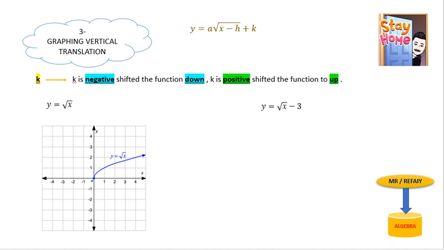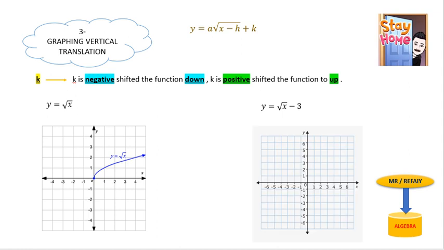What if we have this question, y equals root x minus 3? It says graph it. Here you have to look for the value of k. The value of k here is a negative value. Because it's negative, we have to move it down 3 units. So its graph will be this way.